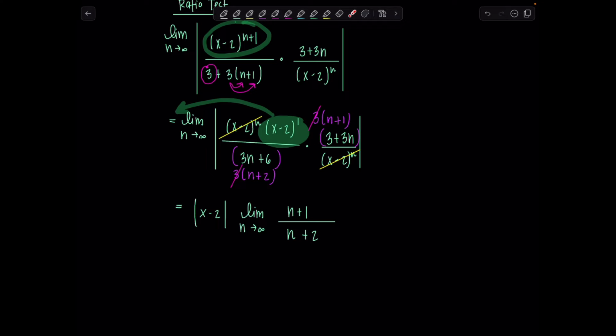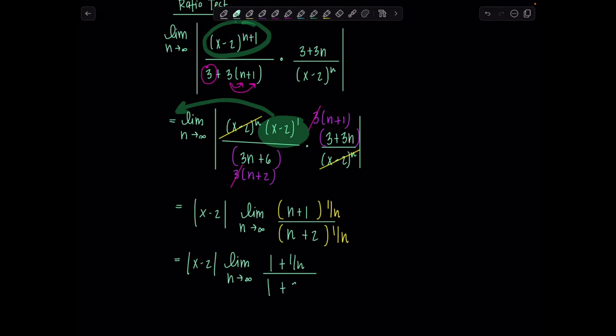So you could do your precalc shortcut, right? Since the degree is equal for the numerator and denominator, you just look at the ratio of the leading coefficients. But if your calc teacher's picky, then your other option is just divide by highest power of n in the denominator, which is the same as if we multiplied by 1 over n. And then we have absolute value x minus 2 times the limit. N approaches infinity. This will be 1 plus 1 over n.